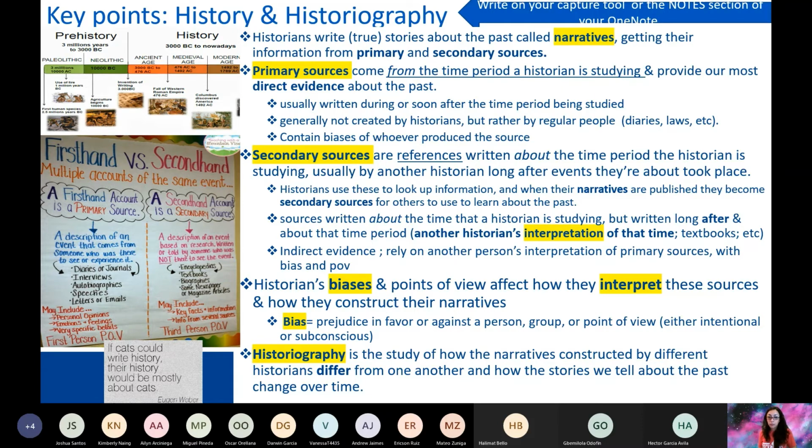We have to be careful with these too, because just like primary sources, secondary sources reflect the biases and the points of view and the interpretation of the person who wrote them. It's not an exact science. And we're going to go through tons of examples of this as the semester rolls on. The reason we have to be careful, again, is these are indirect evidence. They rely on another person's interpretation of primary sources. So a thorough student of history doesn't just read one book about ancient Rome, you read like 5 to get a real sense of what it was like from a couple different points of view.